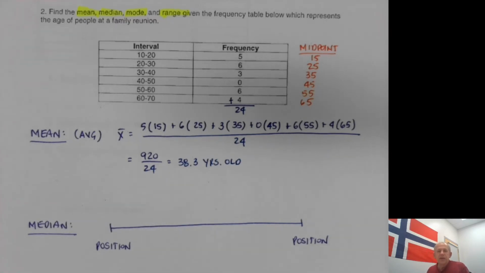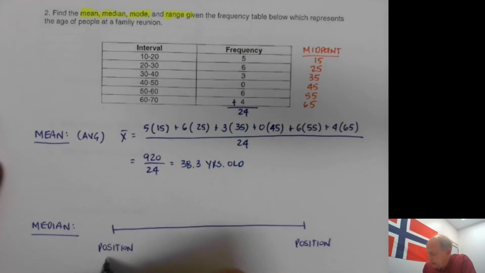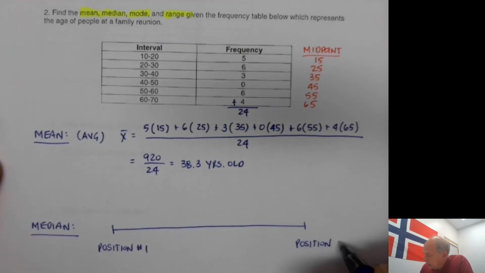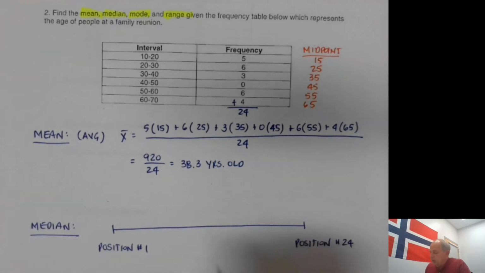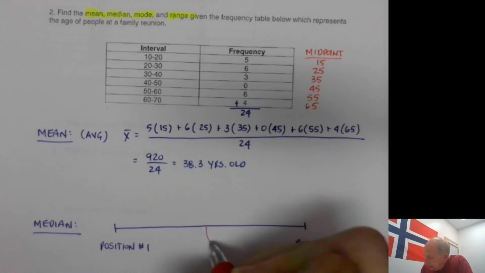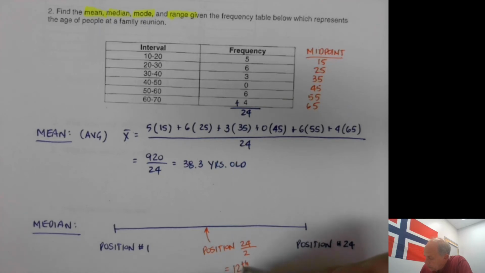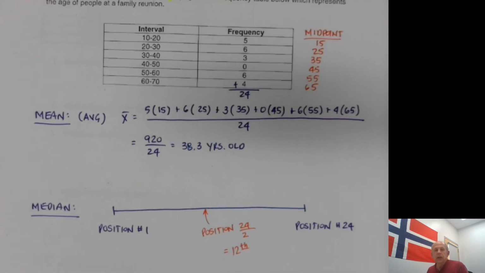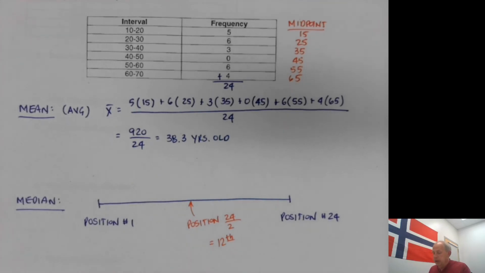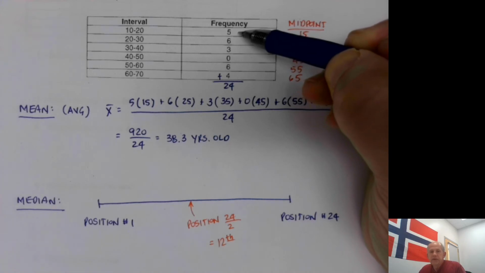The median, the middle person, when you line up everybody in line, from the youngest person in position number 1 to the oldest person in position number 24. The person that's right in the middle of the line would be in position 24 over 2, or the 12th person in line when I line people up from youngest to oldest. So let me find out where person number 12 is standing.